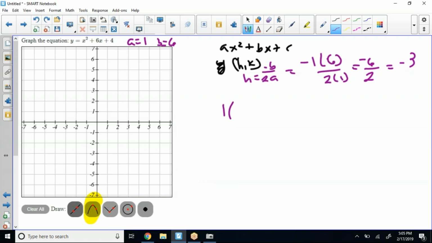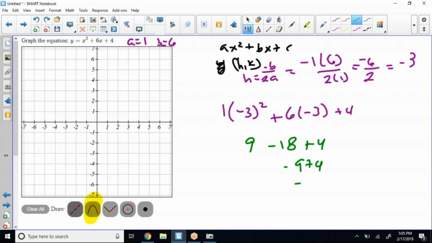Now I've got to plug it back in. 1 times -3 squared plus 6 times that plus 4. So this is 9 minus 18 plus 4. So it's -9 plus 4, which is -5. So the vertex is -3, -5. So that's going to be right here.